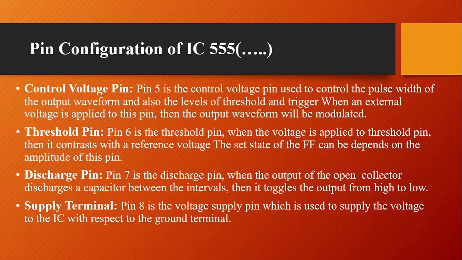Discharge pin. Pin 7 is the discharge pin. When the open collector output discharges a capacitor between the intervals, it toggles the output from high to low. Supply terminal. Pin 8 is the voltage supply pin which is used to supply the voltage to the IC with respect to the ground terminal.